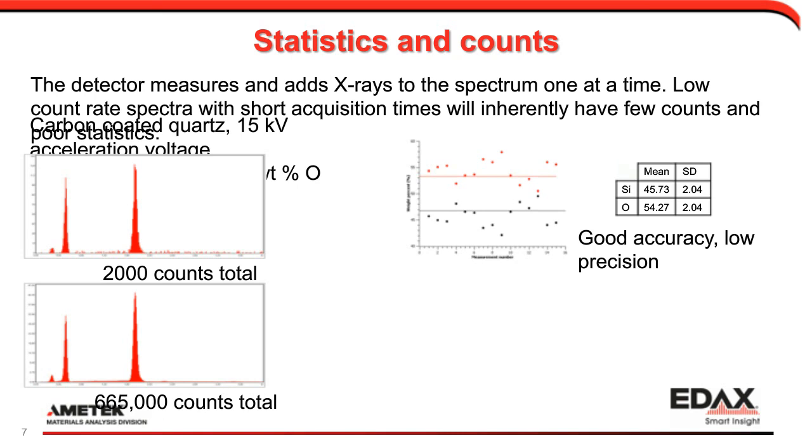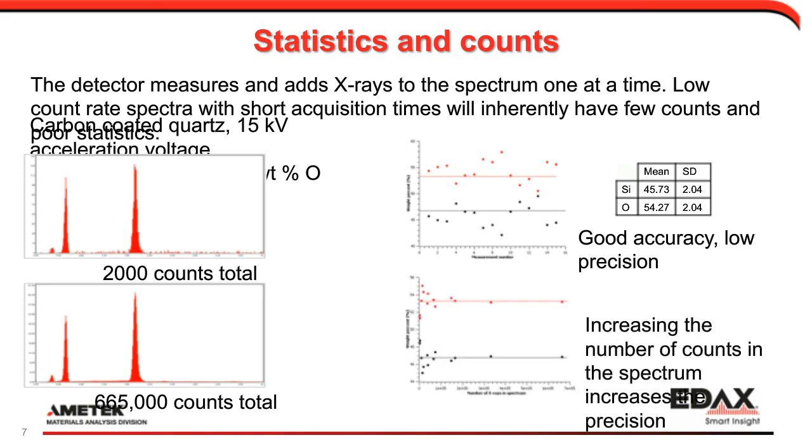So if we do the same thing for the 665,000 counts, we can expect better results. The plot I have here is not the statistics, it's just single spectra, clicking the quant button and plotting what we got from that single spectrum, with the number of counts in the spectrum increasing along the x-axis.